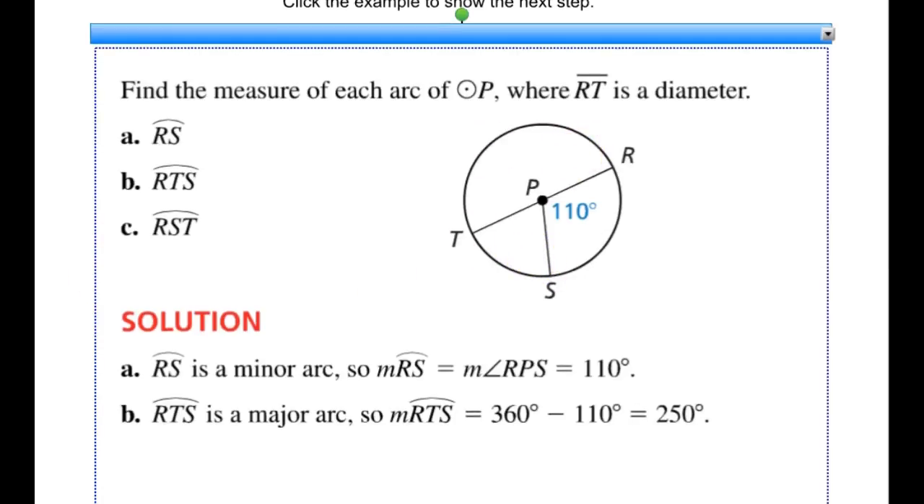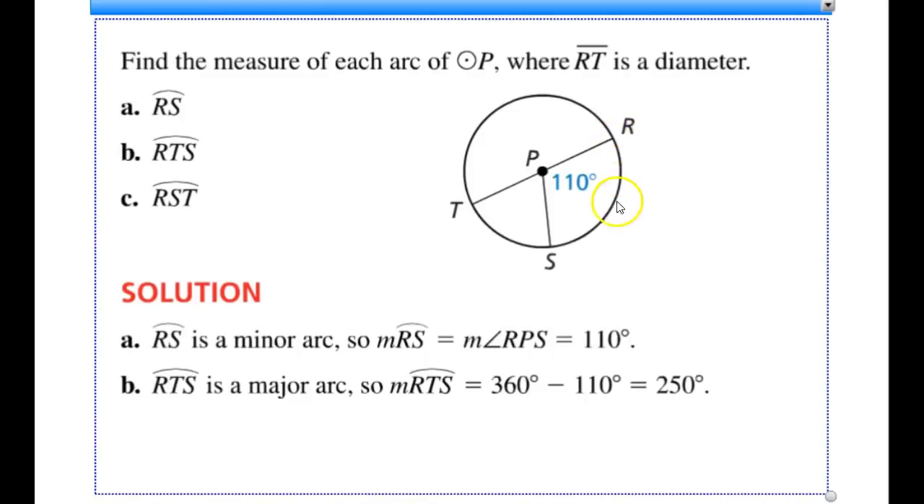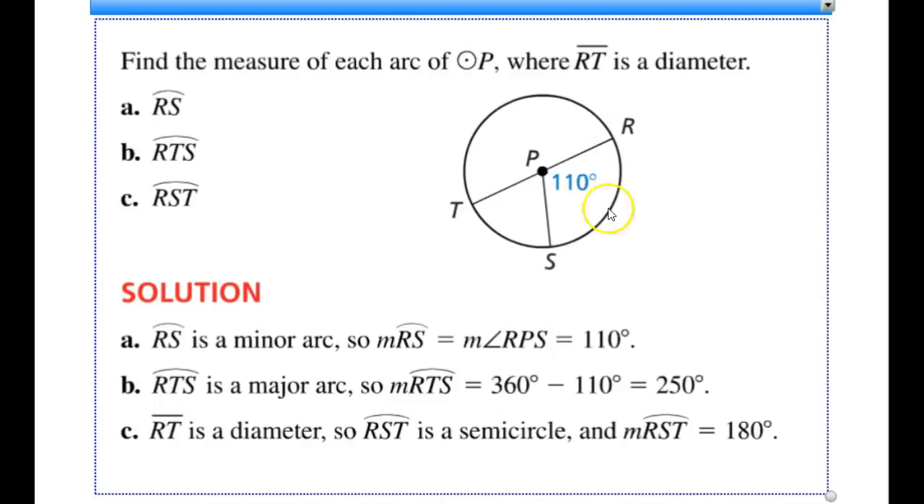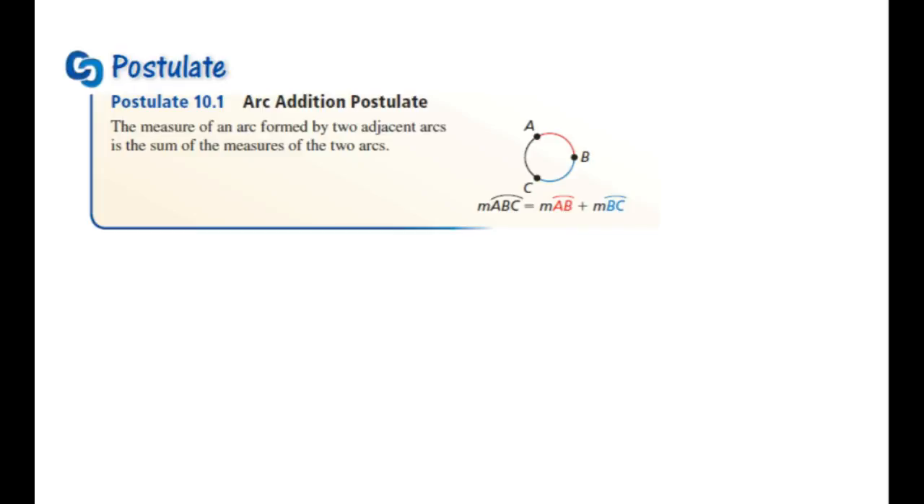Let's look at part C. Now I'm looking at arc RST. If I know that RT is the diameter, I know that it covers 180 degrees. So the measure of that semicircle, that arc, would also be 180 degrees.